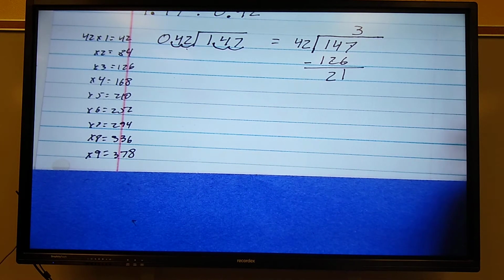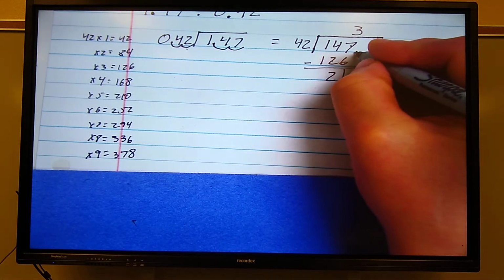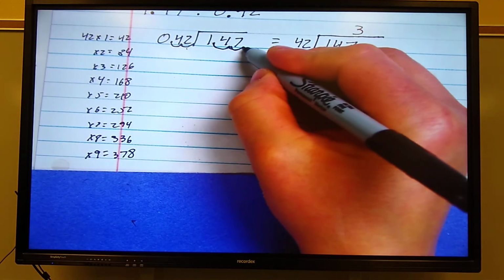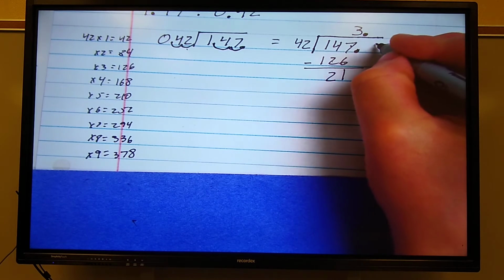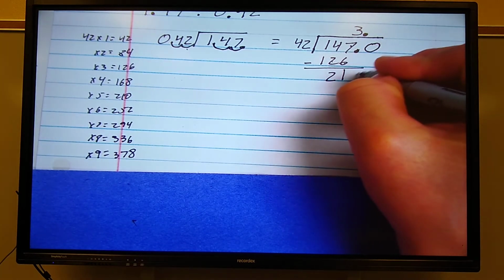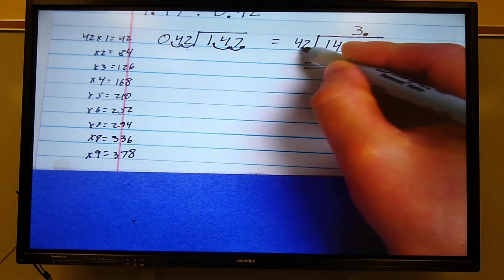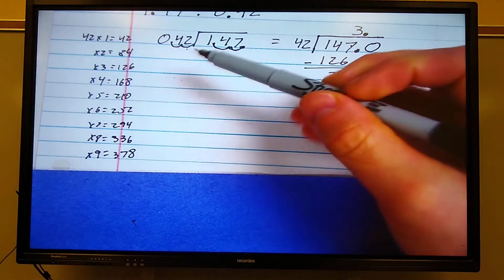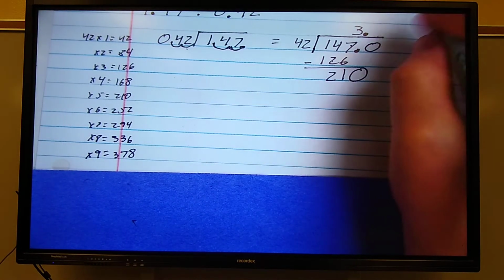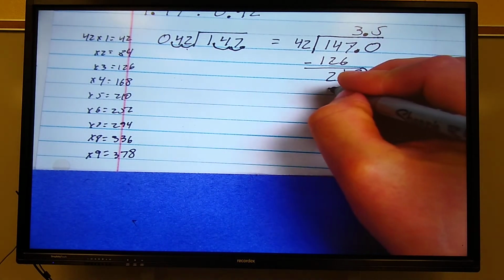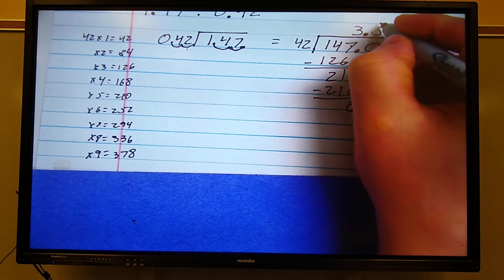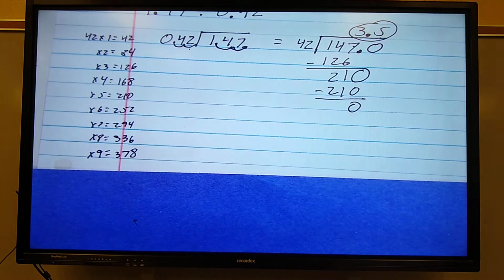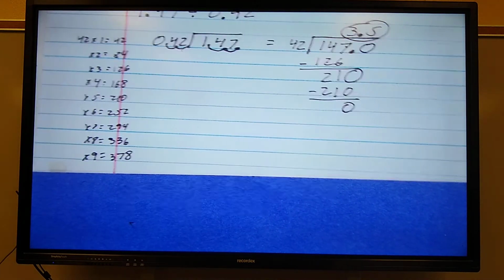Now, I cannot have a remainder. My decimal is right here because I moved it right there. So my decimal will be in my answer, and I have to add a 0 and bring it down. Can 42 go into 210? Yes, it can. 5 times. 5 times 42 is 210. Subtract 0. My quotient is 3 and 5 tenths.